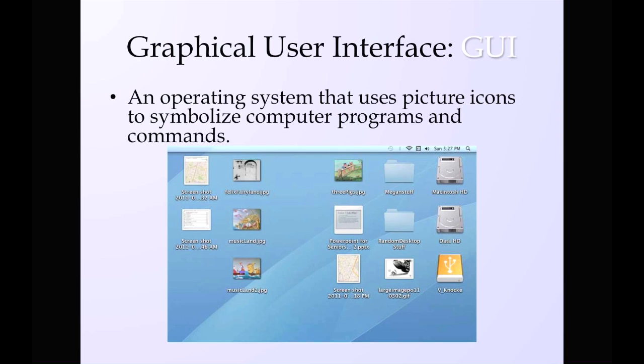A graphical user interface, or GUI, is an operating system that uses picture icons to symbolize computer programs and commands. So when you can click on a picture to make something happen, you're using a GUI.